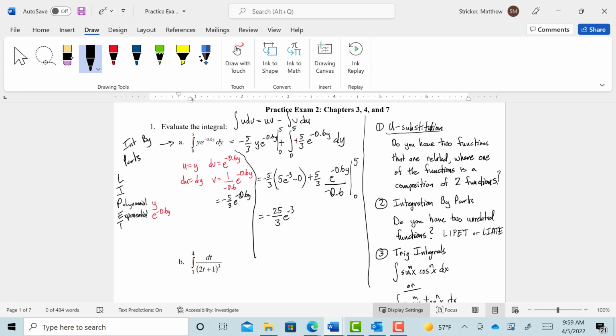And then our next part, we have 5/3 divided by minus 0.6. If you take 5/3 divided by minus 0.6, that's going to give you 25 over 9. So this is minus 25 over 9 times e to the minus 3 minus e to the 0, which is 1.